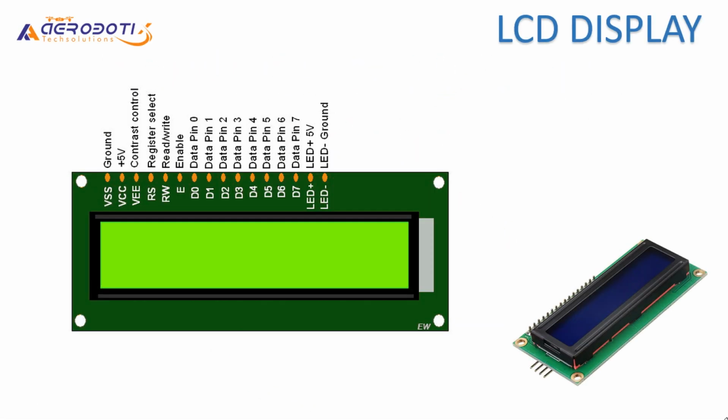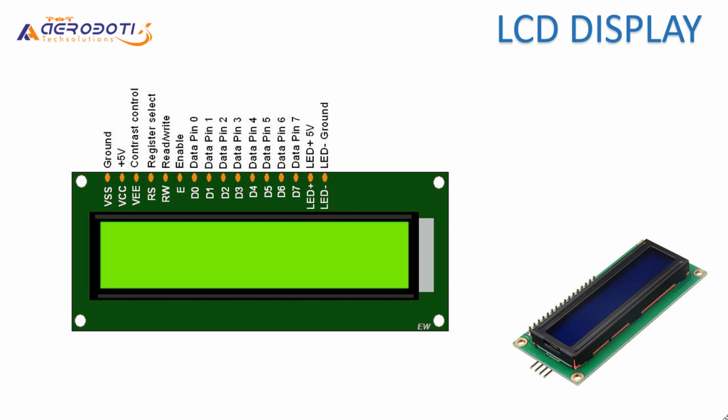LCD, that is liquid crystal display, is very commonly used in electronics and embedded systems to display data in alphanumeric format. There are so many types of LCD available in the market, but 16 by 2 and 20 by 4 LCDs are most popular in the market as well as industry.